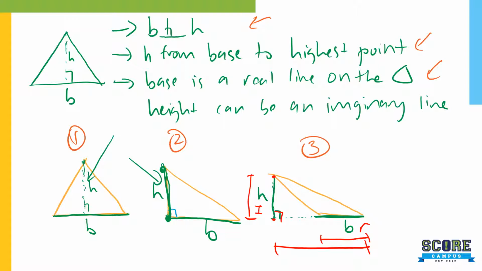Now what if you take this to be the base? So if this is the base, then you just drop this down, and this becomes the height, right? Perpendicular over here. Again, the same thing. The height is from the highest point to the base, and is perpendicular, and it can be an imaginary line. Whereas for the base, it must be a real line on the triangle.